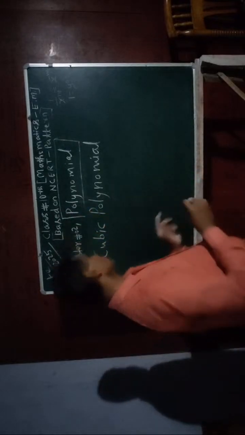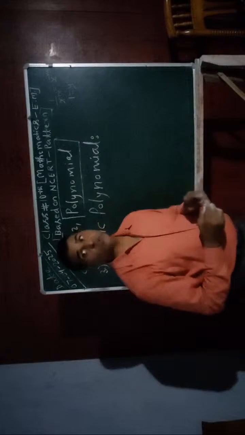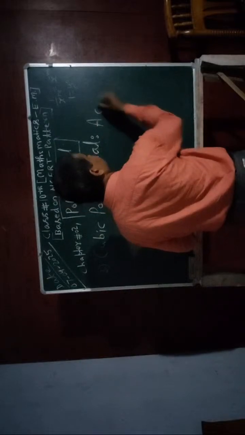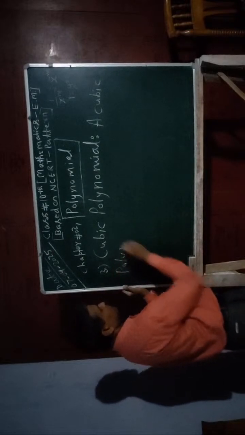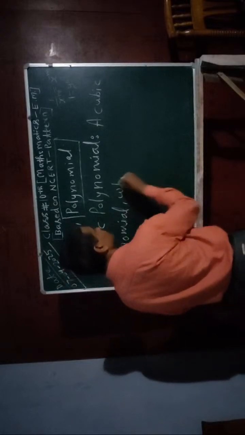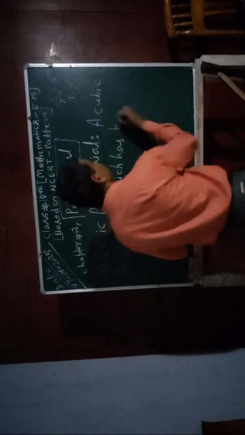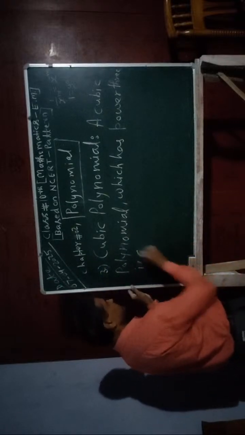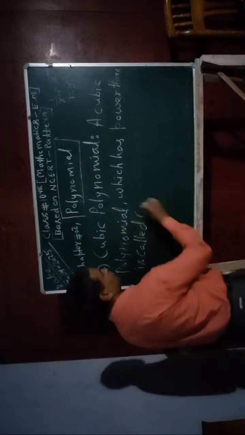Okay students, so this is the cubic polynomial. In the case of cubic polynomial, I am going to give its example in detail. A cubic polynomial is a polynomial which has power 3. A polynomial which has power 3 is called a cubic polynomial.